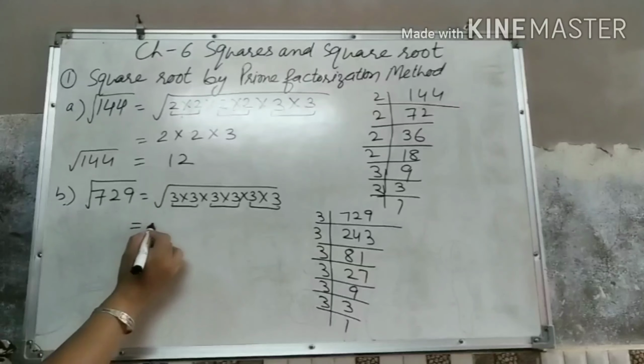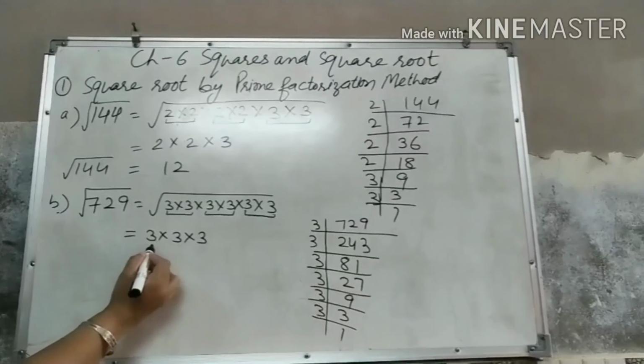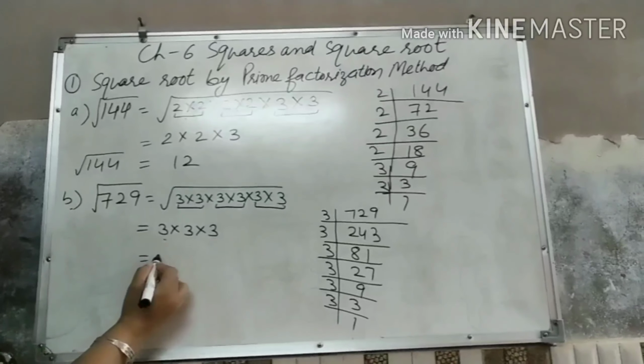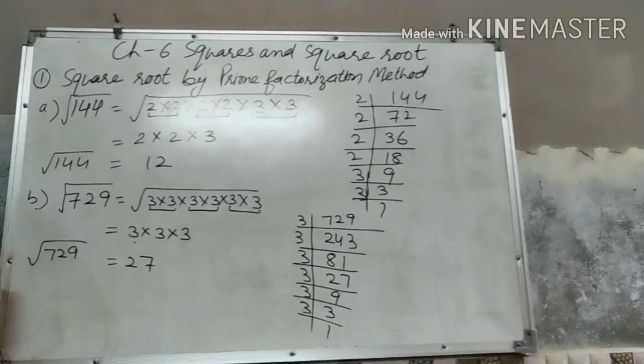We will take one number from each pair. So now we will multiply: 3 threes are 9 and 9 threes are 27. So this is the square root of 729.